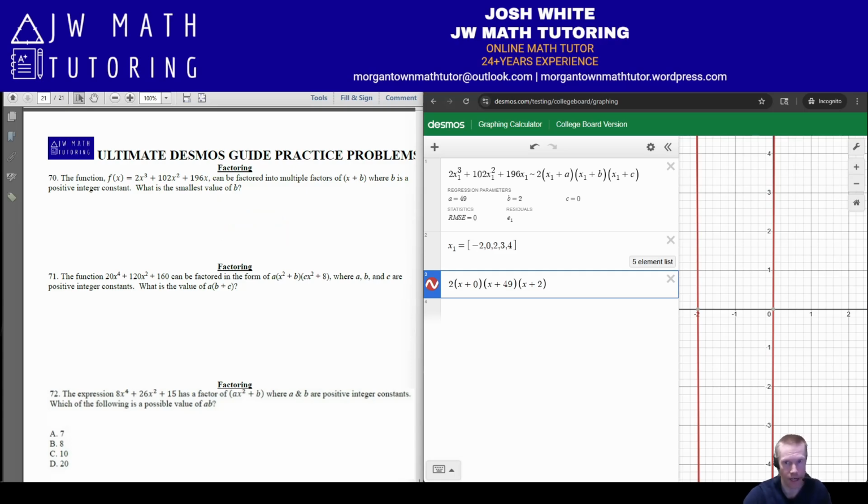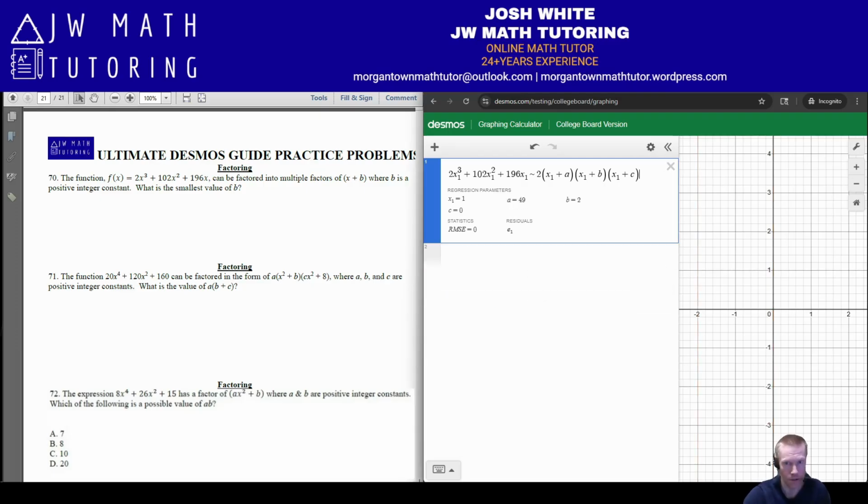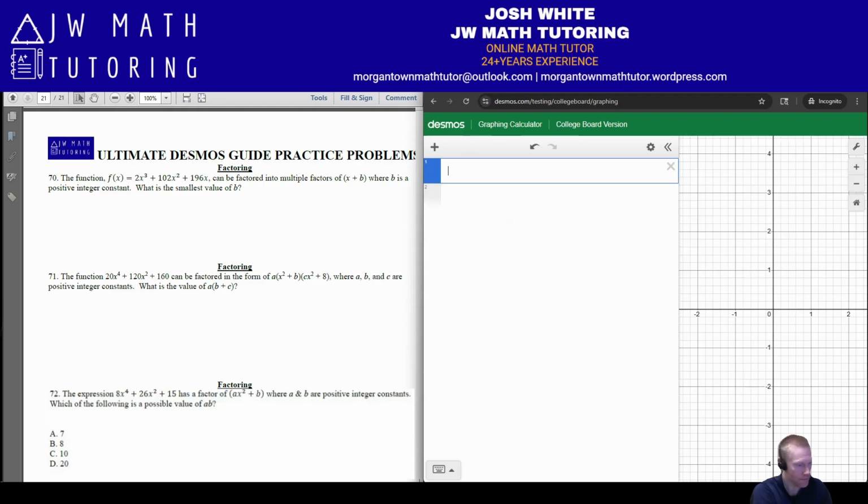All right, let's look at another problem now. And this next one, I'm going to show you using both methods. So we're given this original expression, and we're told it can be factored in the form 20 times a, parentheses, x plus b squared, cx squared plus c, and so on. What's the value of a times b plus c?